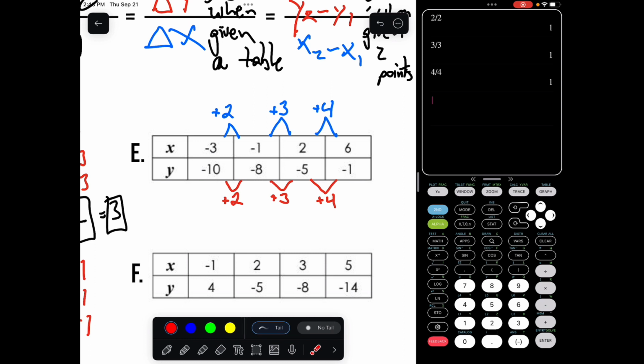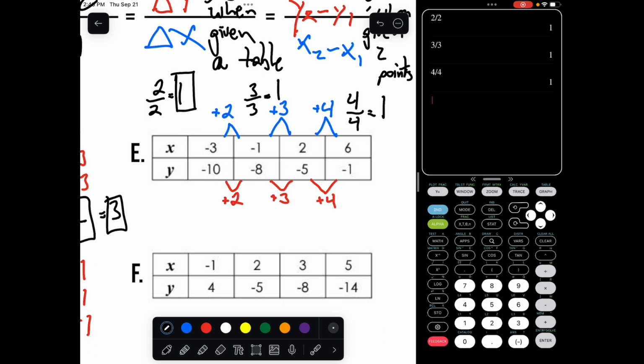So when I'm writing out my answers here, I have 2 over 2 equals 1. 3 over 3, that also equals 1. 4 over 4, that also equals 1. So my slope is 1. I can write 2 over 2, I can write 3 over 3, I can write 4 over 4, but really my slope is just 1.